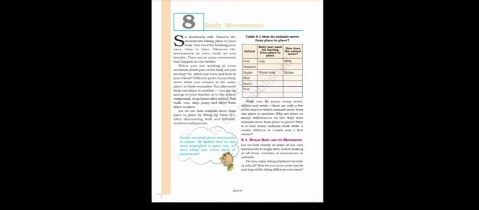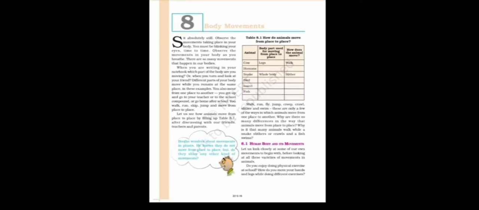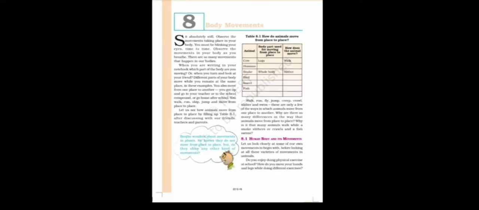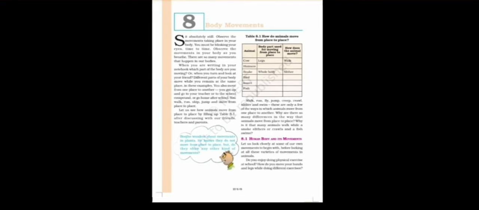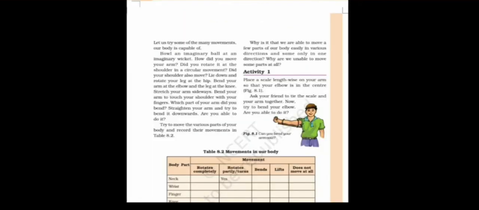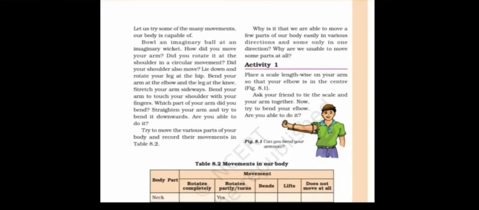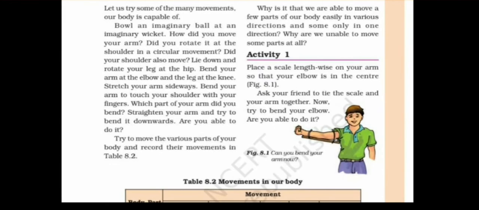Maybe right. Okay. So walking, running, flying, jumping, creeping, crawling are some of the ways in which animals move from one place to another. Let us try some of the many movements our body is capable of. Bowl an imaginary ball at an imaginary wicket.